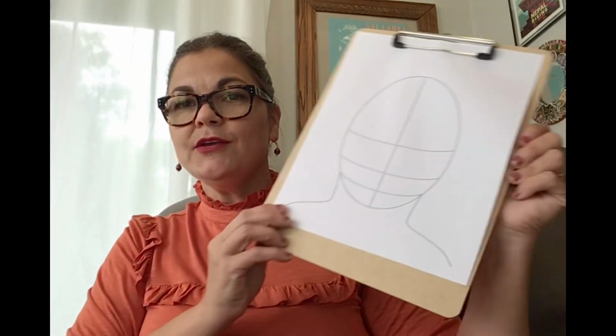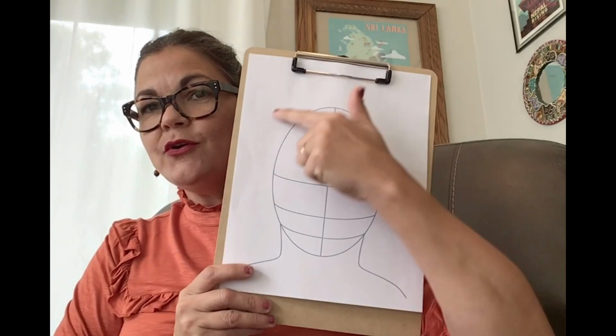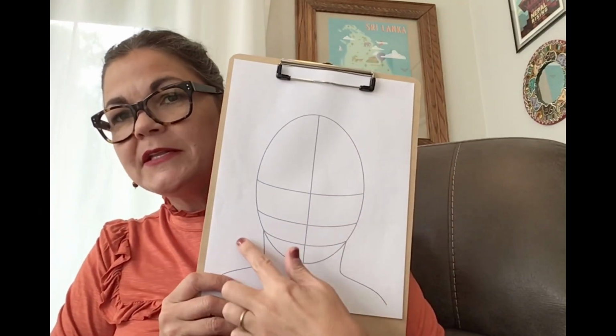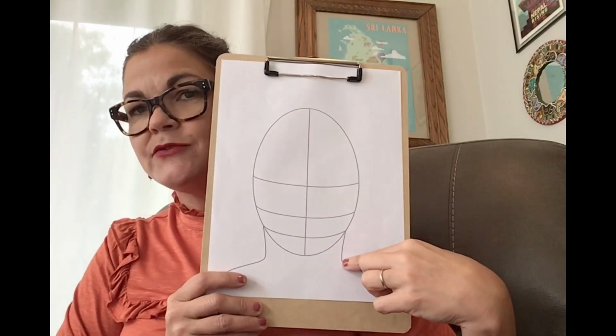Hi fifth graders, today we're going to learn about drawing the proportions of the human face. And we're going to use this as our map. Now you'll notice that the head is an oval, not a circle. And everybody's head is shaped a little differently, but for today we're going to practice by using an oval.